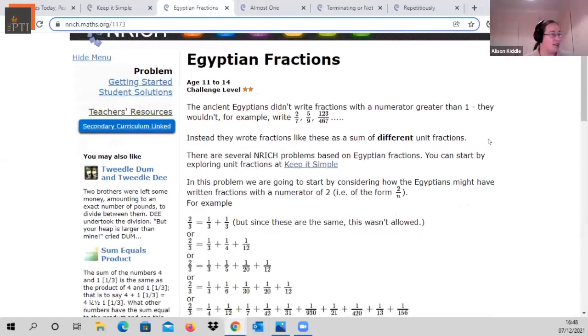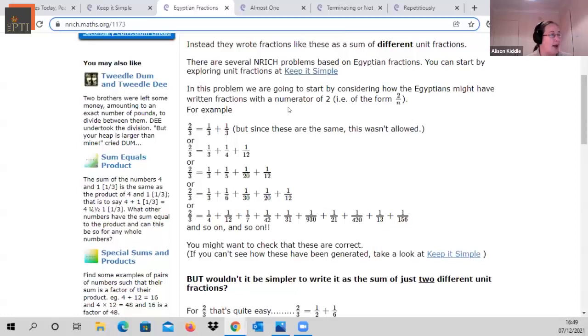Yes, okay. So this is explaining the context that it's about how ancient Egyptians wrote fractions, and there's a little bit of an archaeological fudge in here because, of course, they didn't write them the way that we write fractions, but they had a notation for unit fractions. And so if they wanted to represent other fractions, they did it by summing these unit fractions. So this problem is all about how to write fractions with a numerator of 2. So things of the form 2 over n.